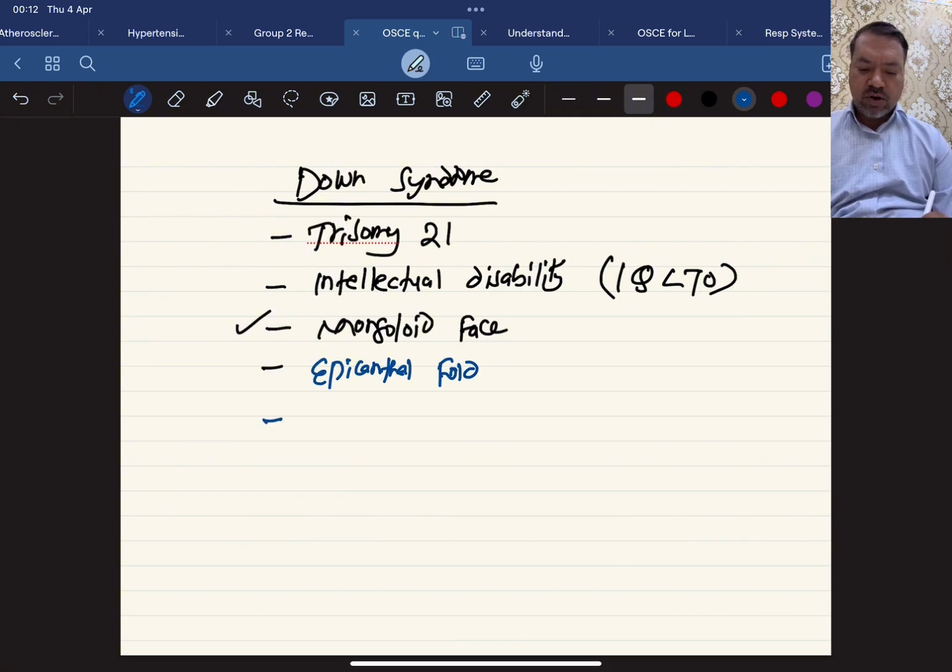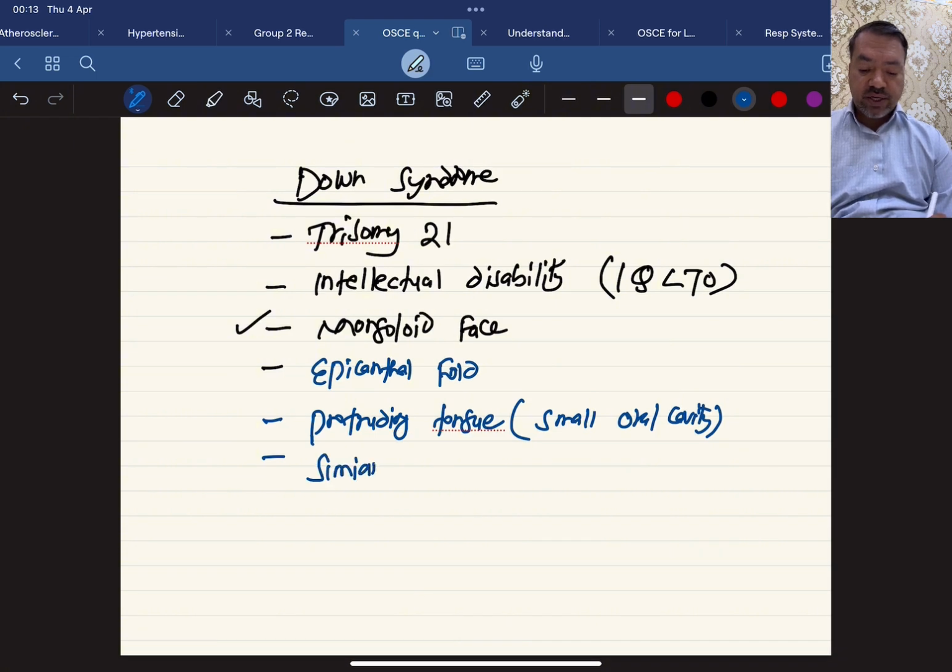Another important point here in Down syndrome is protruding tongue. This baby takes the tongue out most of the time. Actually, this occurs because of a small oral cavity, rather than a big tongue. Another important point is that in this baby, in the hand, there is a simian crease.